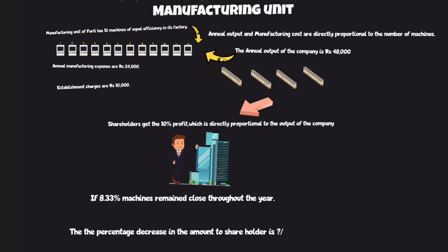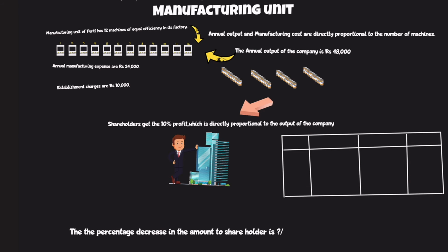Now let's go to this; this statement is not required. The 8.33 machine, let's just go to this. The percentage decrease in the amount to shareholder is, that is my question now. It means if the number of machines is increased or decreased, what is the percentage decrease in the profit amount that the shareholder is getting? If I keep on changing the number of machines, how will this affect my output and then eventually the shareholders' profit?